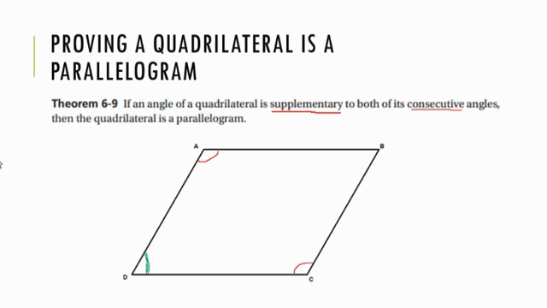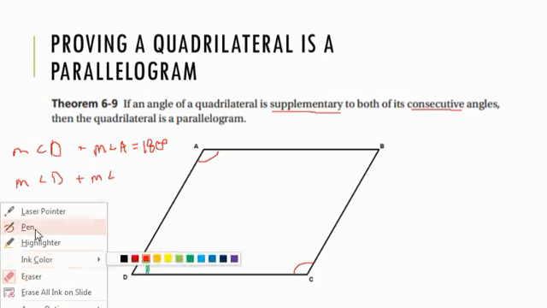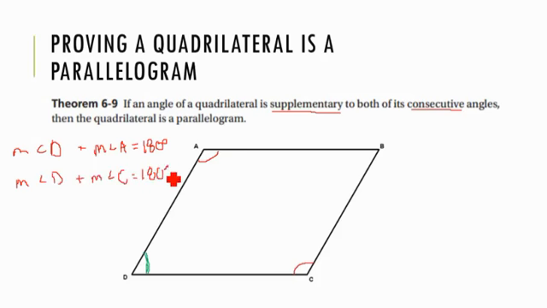And supplementary means that the measure of angle D plus the measure of angle A is going to equal 180 degrees. Also, the measure of angle D plus the measure of angle C is also going to equal 180 degrees. So because the measure of angle D plus the measure of angle A is equal to 180 degrees, and the same for the measure of D plus the measure of angle C, therefore the measure of angle A is equal to 180 minus the measure of angle D. The measure of angle C is also equal to 180 minus the measure of angle D.